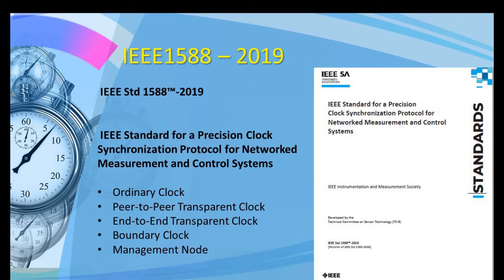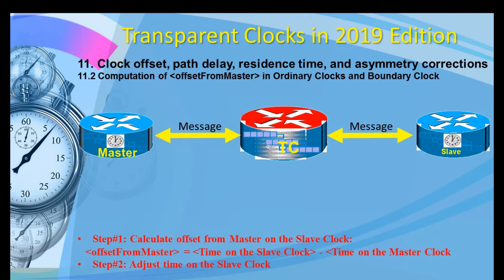In 2019, 1588 standard version 2.1 was released. From the clock type point of view, they stay the same: ordinary clock, peer-to-peer transparent clock, end-to-end transparent clock, boundary clock, and measurement node. In the 2019 standard, clause 11 describes how the transparent clock works.